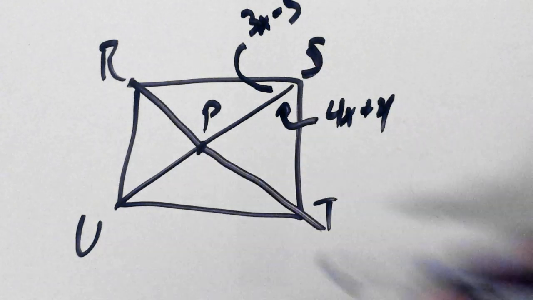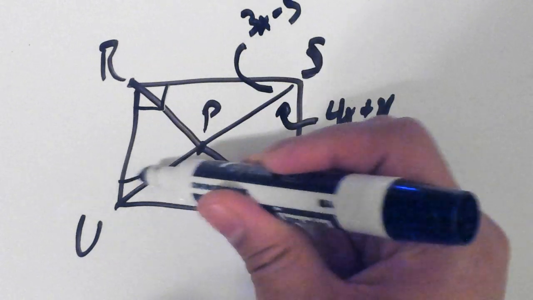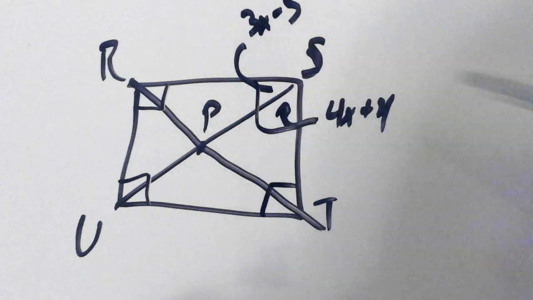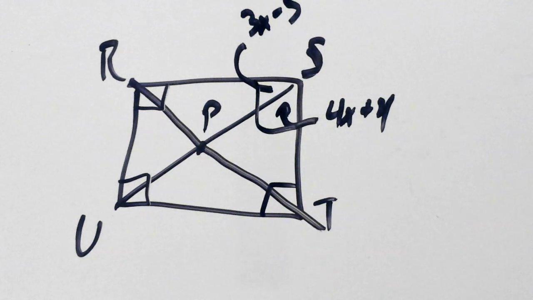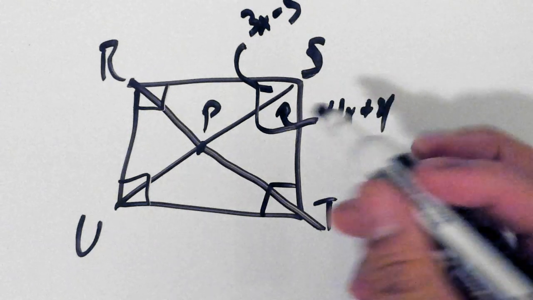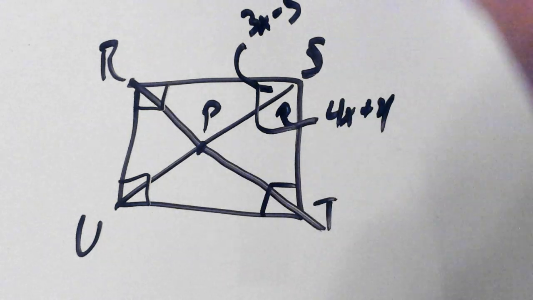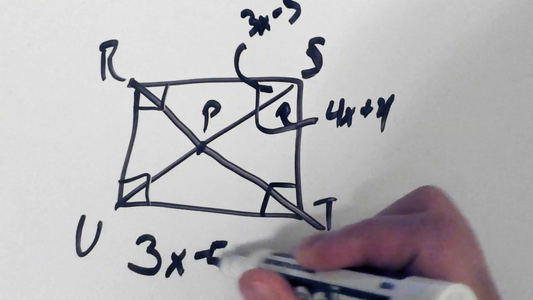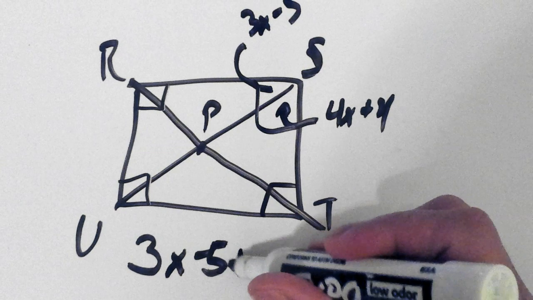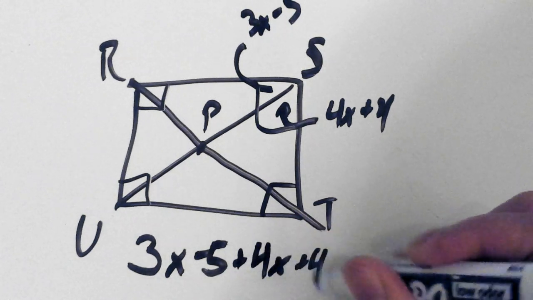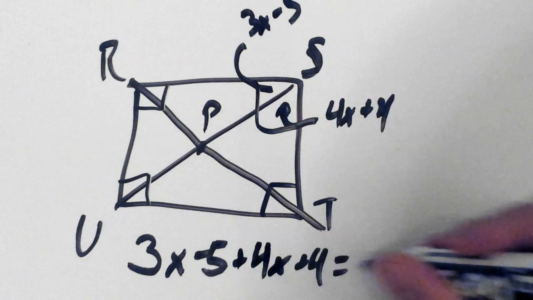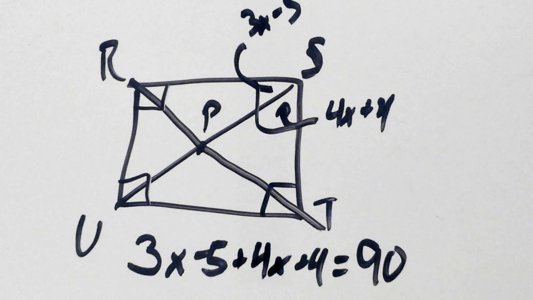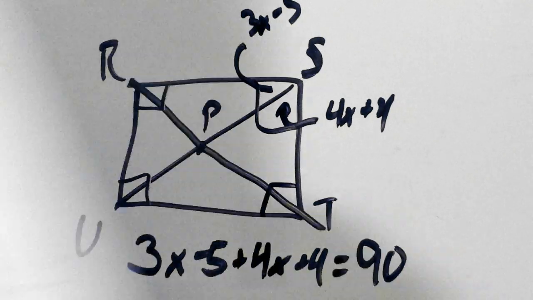Because it is a rectangle, that means my four corners are all right angles. So that should help us figure out an equation. We're going to have (3x minus 5), this top angle, plus 4x plus 4, this bottom part of the angle, altogether should be a 90-degree angle. So there's your equation. Let me transfer it to my paper and we'll solve from there.